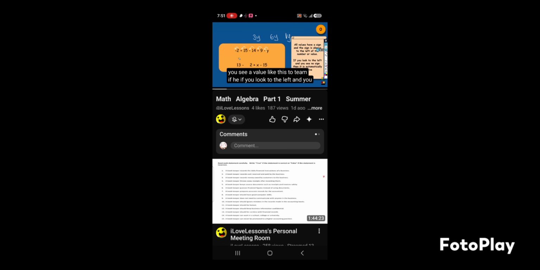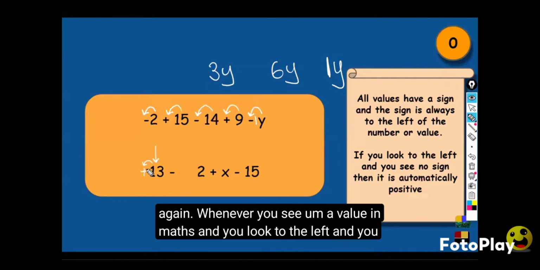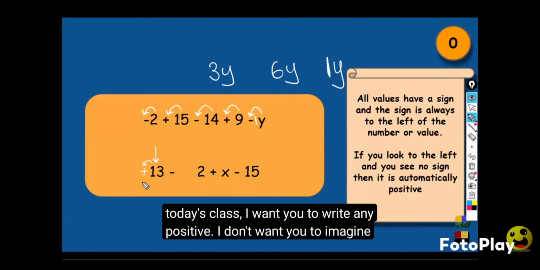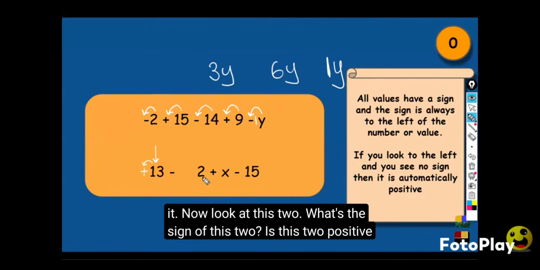Now, if you see a value like this 13, and you look to the left and you don't see anything, it is automatically positive. So let me run through that again. Whenever you see a value in maths and you look to the left and you don't see a positive or negative sign, it is automatically positive. And in today's class, I want you to write in the positive. I don't want you to imagine it. Now look at this 2.